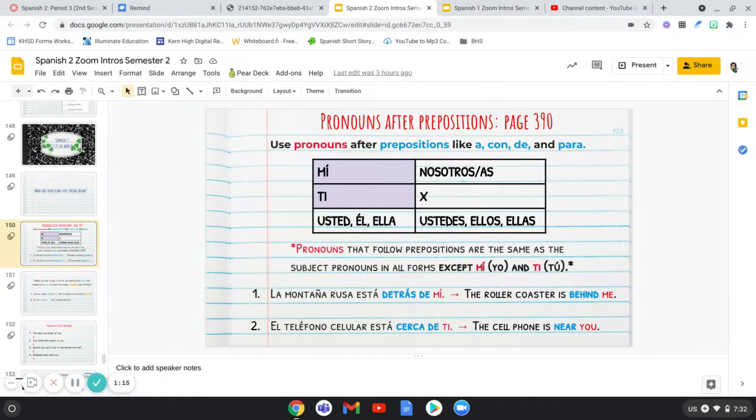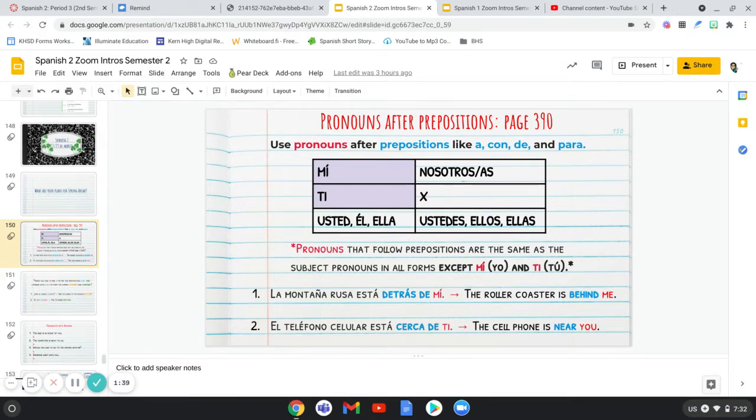But the difference is that if you use them after a preposition, so if you're talking about next to, behind, under, on top, all of these position words, then you don't use the exact same chart. You don't use yo and you don't use tú. That's why they're this purply gray on the chart that we have here. So this is the actual chart that you use specifically after prepositions.